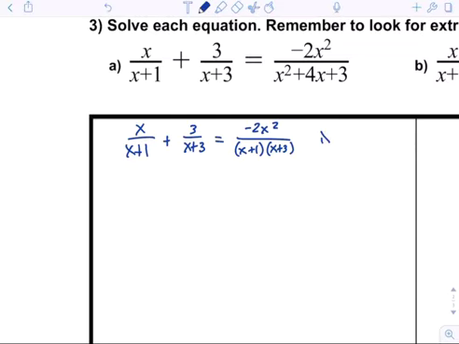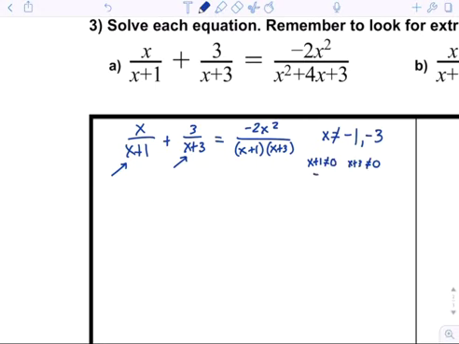Alright, so excluded values, right? Remember, the denominator cannot be 0. So right here, x can't be negative 1 for that situation, and for here, x cannot be negative 3. Now, you guys could do this too, like I did the previous problem. You know x plus 1 cannot be 0, and x plus 3 can't be 0.